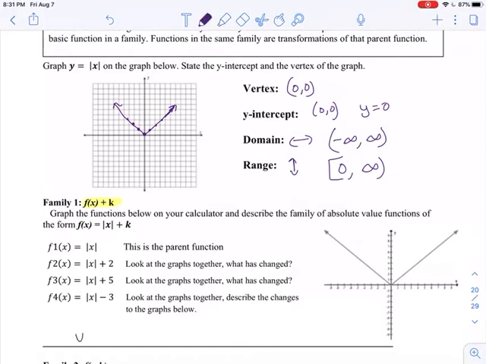So basically, when I have that graph of f of x plus k, that results in a vertical shift, up or down. So basically that's a translation. We talked about all of this in geometry last year. It's a translation. If it's addition, I'm going to go up, and if it's subtraction, I'm going to go down.